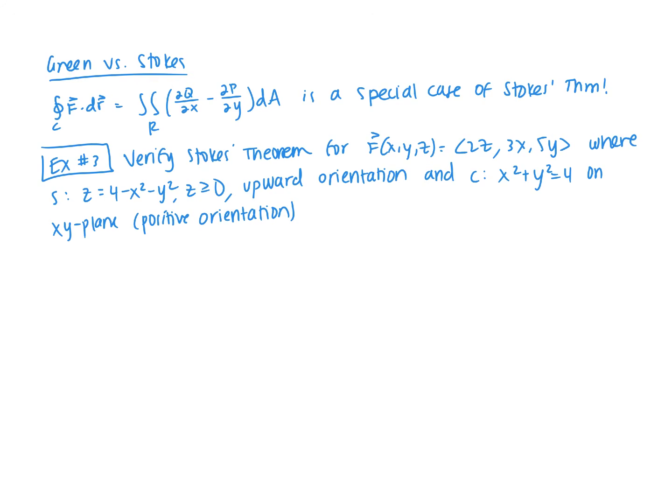Okay, so starting with a picture. z equals 4 minus x squared minus y squared. It's a paraboloid opening down. It has a z-intercept at 2. Nope, I lied, at 4. So this is what we're looking at.